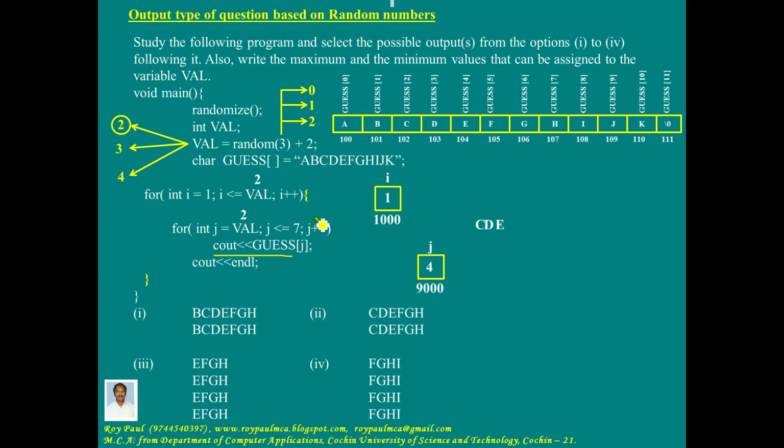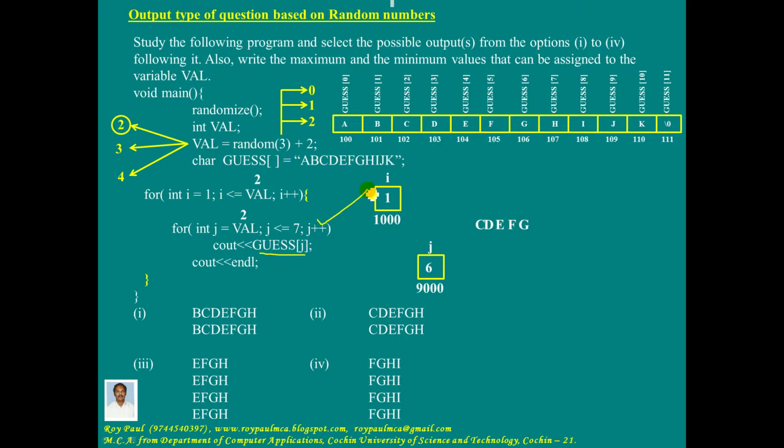Now after this again it comes here, J incremented, J becomes 5. Now after this condition checked, so 5 less than or equal to 7 true, so inside cout output operator guess of 5, it is F. So here you get F. After this again J incremented, so now J becomes 6. Now after this condition checked, 6 less than or equal to 7 true, inside cout output operator guess of 6. So this is guess of 6. So here you get G.